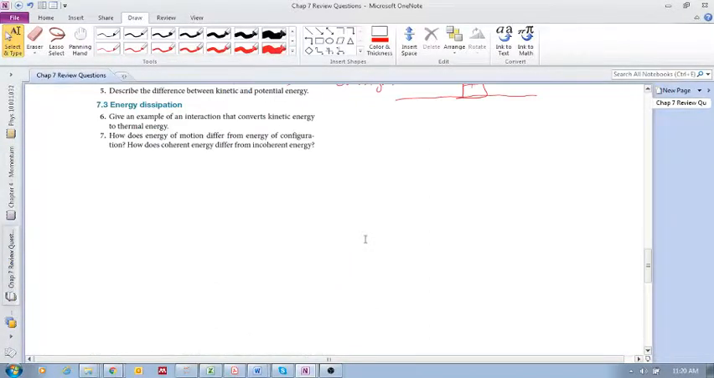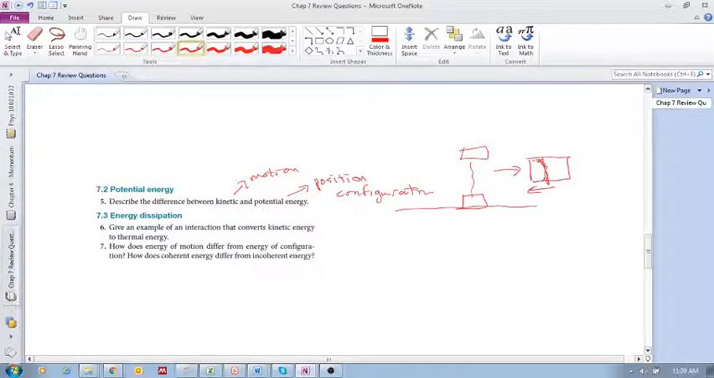Okay? All right, but now we'll get to this question here, 7, which is a very important question. The concepts here are very important. How does energy of motion differ from energy of configuration, right? So we've already seen the idea of energy of motion and energy of configuration, okay? But there's a little bit more to it than simply kinetic energy and potential energy. So how does energy of motion differ from energy of configuration? Okay. How does coherent energy differ from incoherent energy?